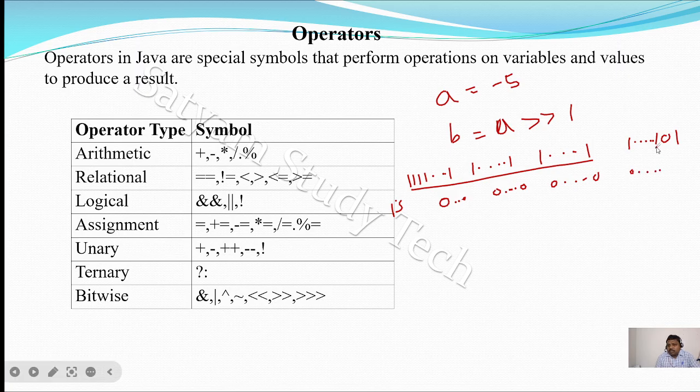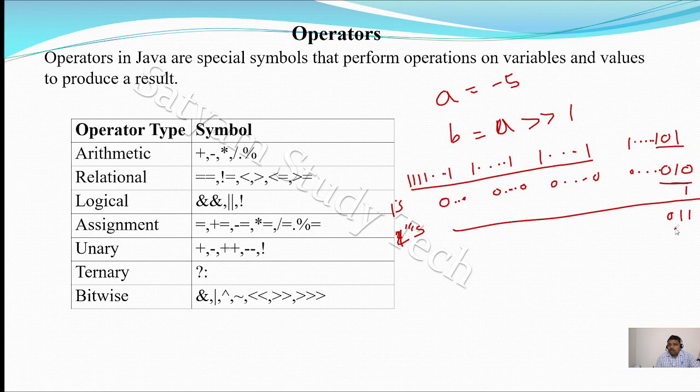Here you convert it into 0 1 0, right? So what is the value here? Now you perform the 2's complement. You have to add 1. So what is the value here? It is 0 1 1. Okay, so this is the value.